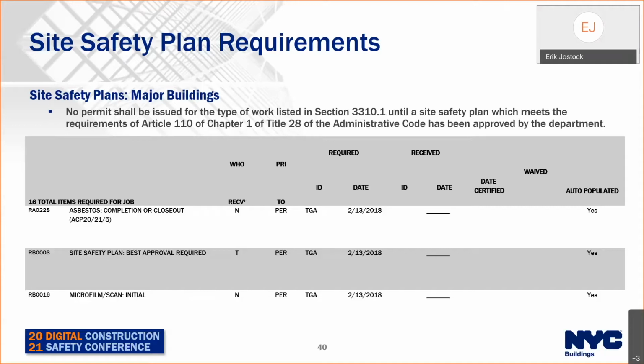No permit shall be issued for the type of work listed in section 3310.1 until a site safety plan which meets the requirements of Article 110 of Chapter 1 of Title 28 of the Administrative Code has been approved by the department.